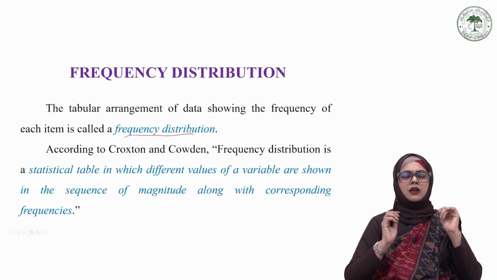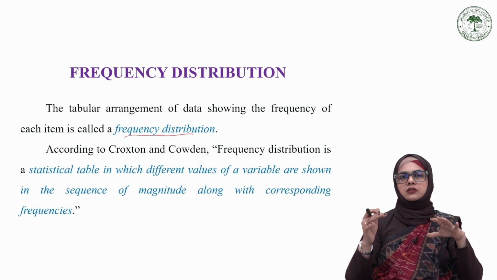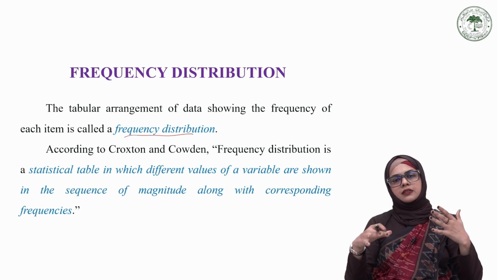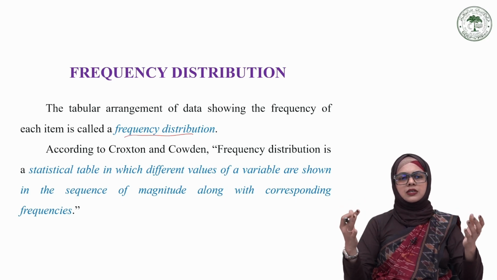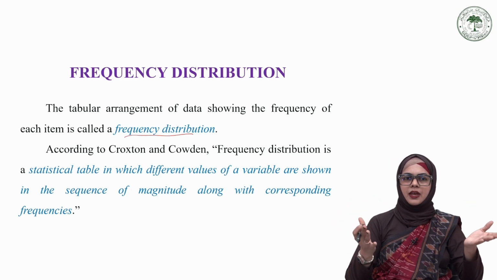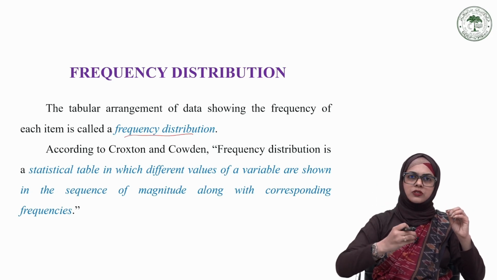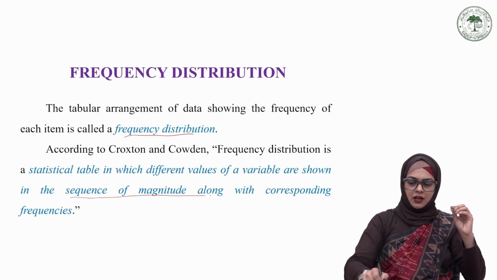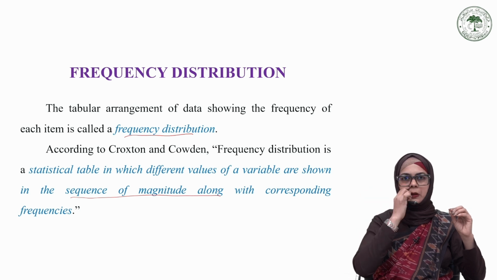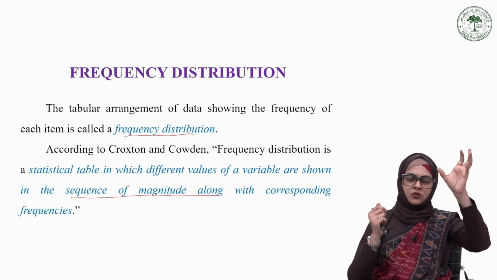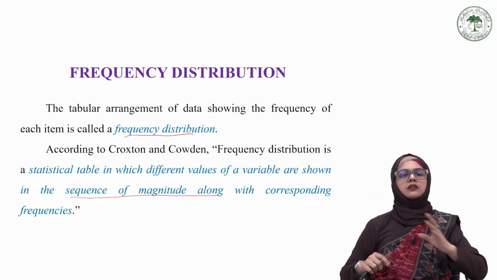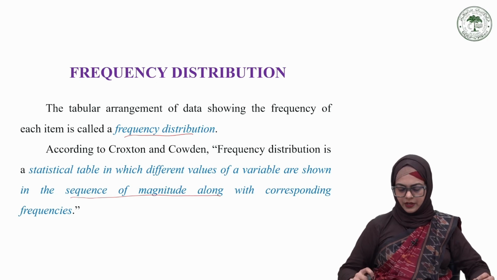Right? Now, according to Croxton and Cowden, the frequency distribution is a statistical table in which different values of a variable are shown in sequence of magnitude along with corresponding frequency. So the magnitude is also arranged in sequence, and along with it, the corresponding frequencies are also there.